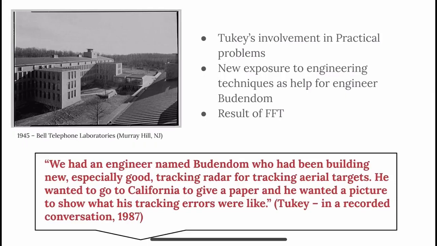In 1945, John Tukey became involved in practical problems while at Bell Telephone Laboratories in New Jersey, pictured here. In a recorded conversation in 1987, Tukey said, "We had an engineer named Budenbom who had been building new, especially good tracking radar for tracking aerial targets. He wanted to go to California to give a paper, and he wanted a picture to show what his tracking errors were like." John Tukey gave an approximate answer to Budenbom's dilemma, and although Budenbom was content with the approximate answer, Tukey continued to look for a more accurate solution. His work resulted in the discovery of the fast Fourier transform.